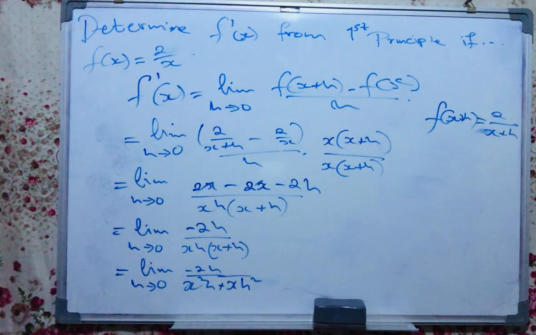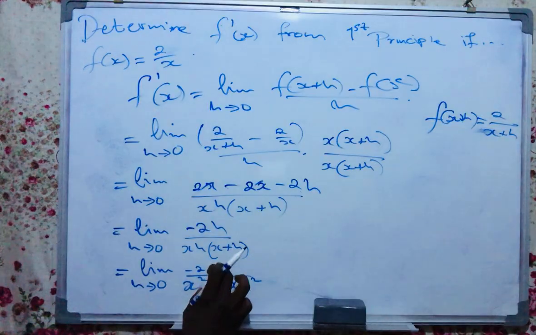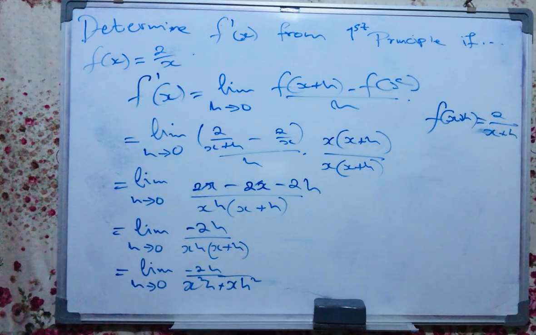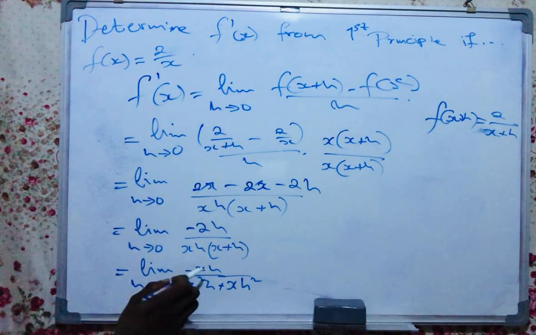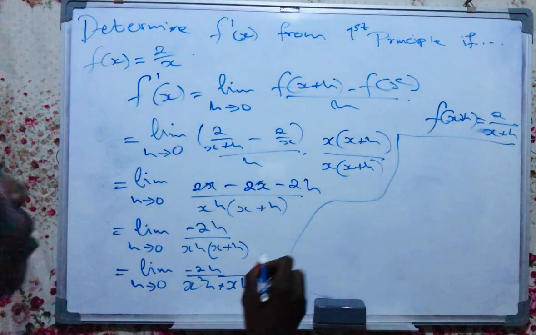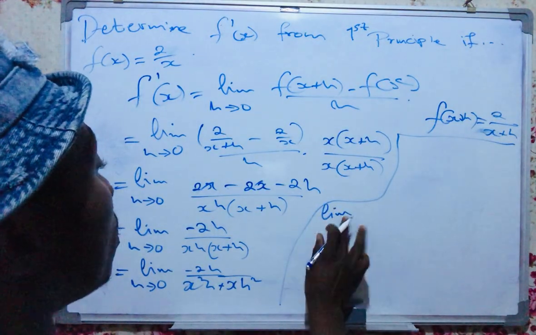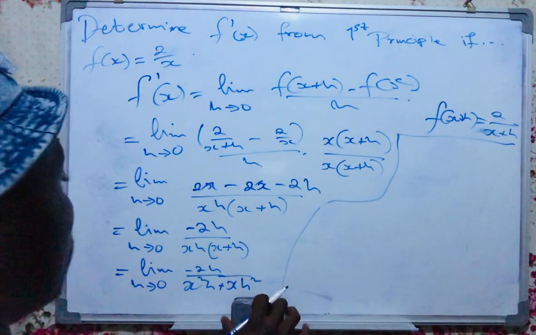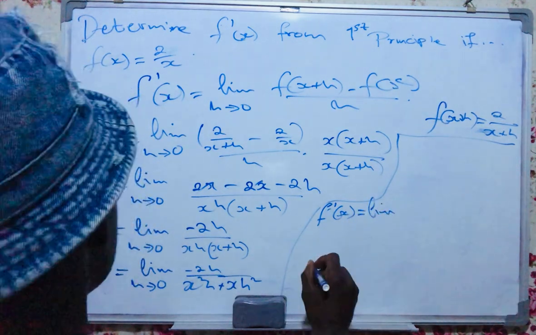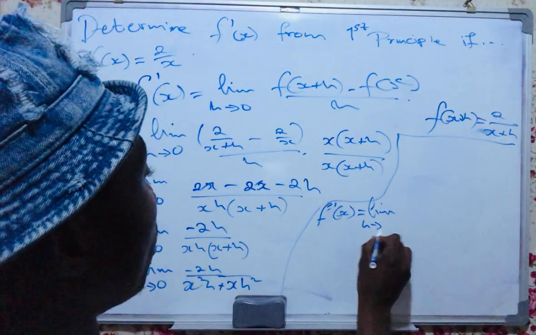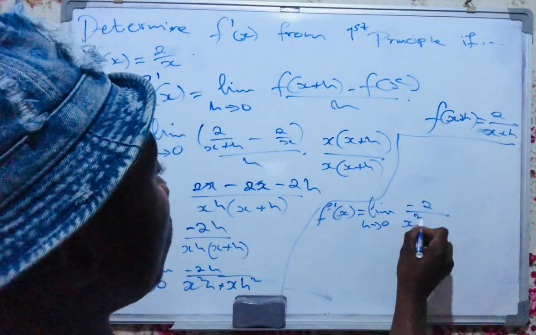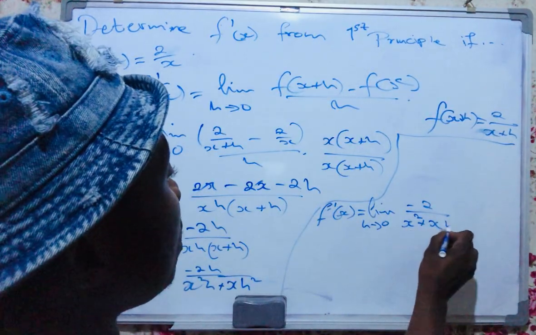But at our numerator we still have h, and we have h on the denominator, so we can take h out as a factor and cancel it with the h on our numerator. So what we would be left with is as follows: f prime of x equals the limit as h approaches 0 of minus 2, all divided by x squared plus xh.